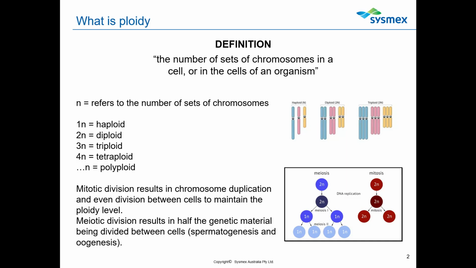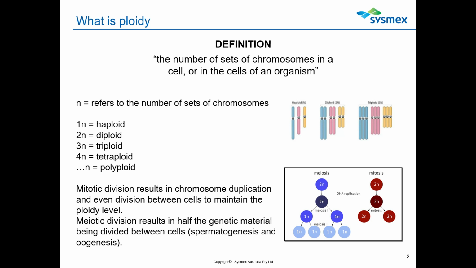So firstly, what is ploidy? So the definition of ploidy is the number of sets of chromosomes in a cell or in the cells of an organism. And this is usually denoted by the letter N. So N refers to the number of sets of chromosomes. So 1N equals a haploid organism. 2N would be a diploid organism. 3N, triploid, 4N, tetraploid, and so on, up to multiple levels of polyploidy.